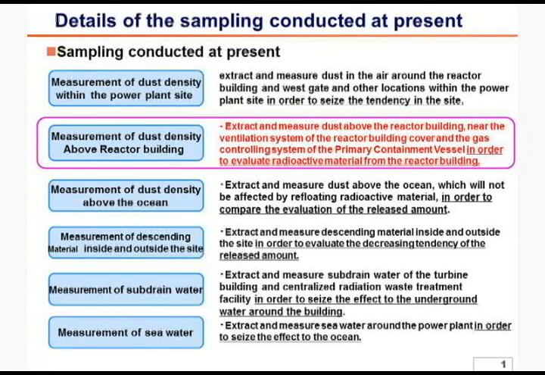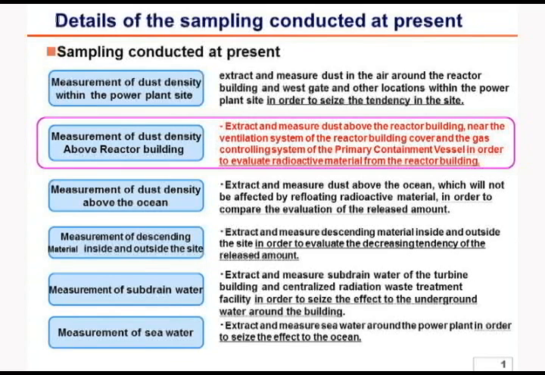First of all, we have been conducting 6 types of radiation samplings in and around the site. First, with regard to the density measurements of the dust in the sites, we conduct and analyze at the point of the west gate and the monitoring post number 1, and once a week analyze the dust in the air in the site. The second is the dust analysis over the reactor buildings, which is the main theme today.